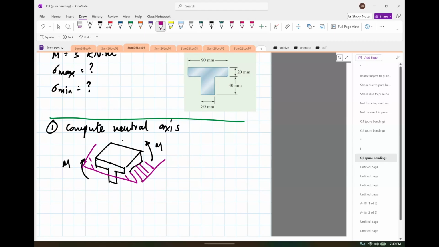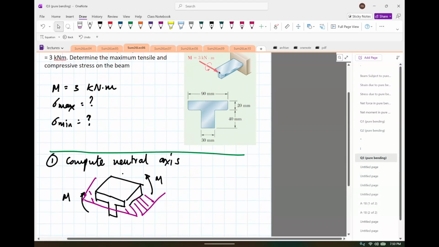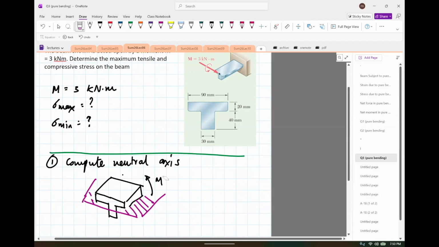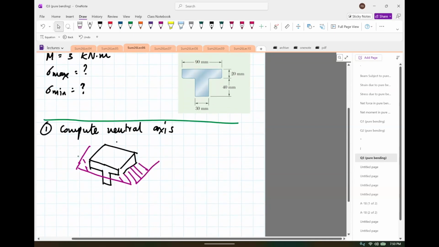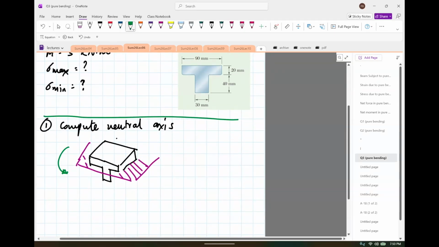If it's bending like this, hold on, I think I got the sign wrong here. So if you look at this, given the direction, I wrote it exactly wrong. So M is the other way. So M is this way. Okay, so if you compress this way, it's clearly going to bend something like this.